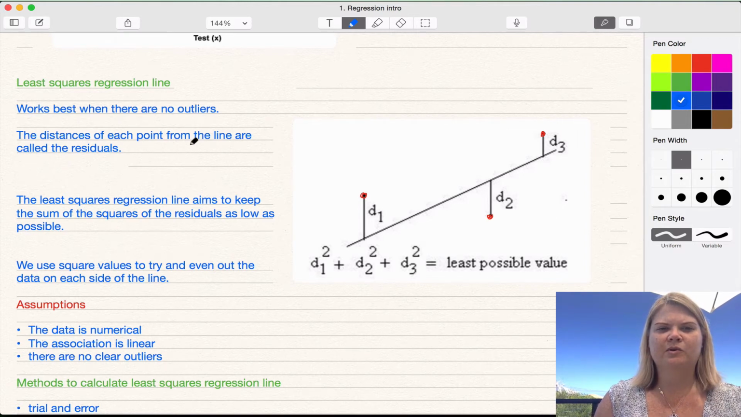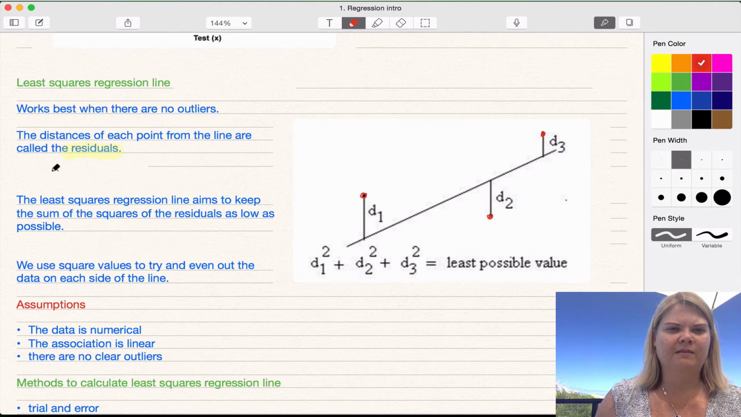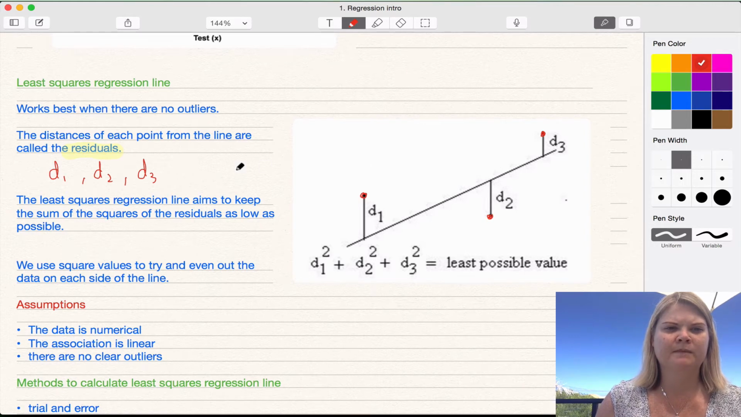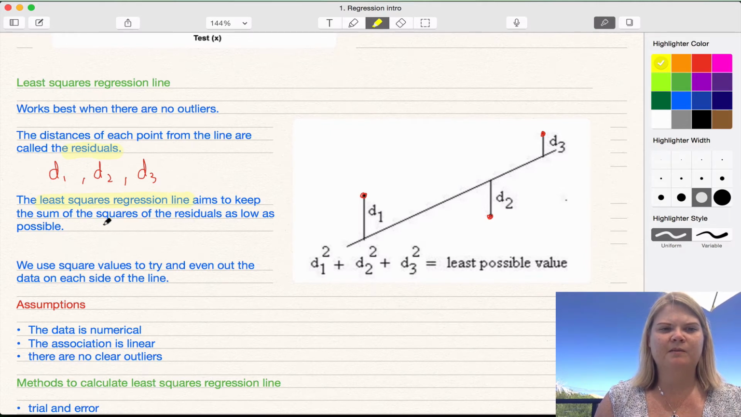These distances of each point from the line are called the residuals, and you need to know that word, residuals. So they are, in my example there, D1, D2, D3. It's just the distance of the point from the regression line that you've drawn. The least squares regression line that we're learning about aims to keep the sum of the squares of the residuals as low as possible.